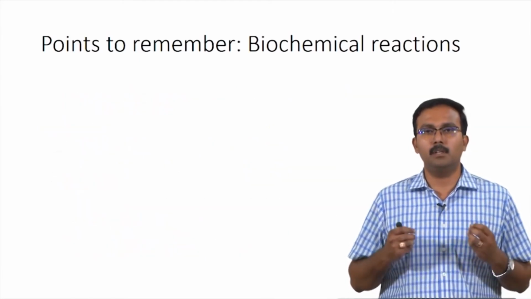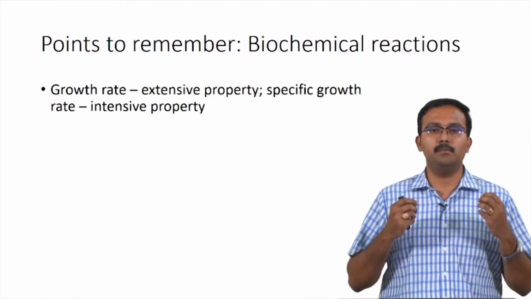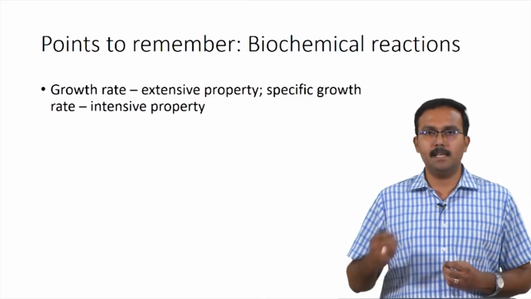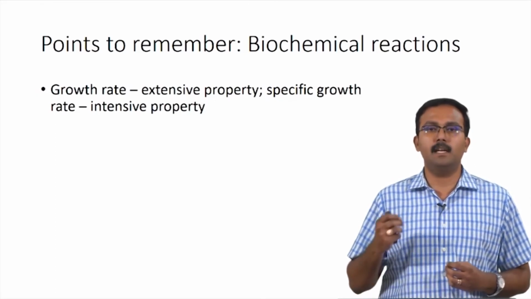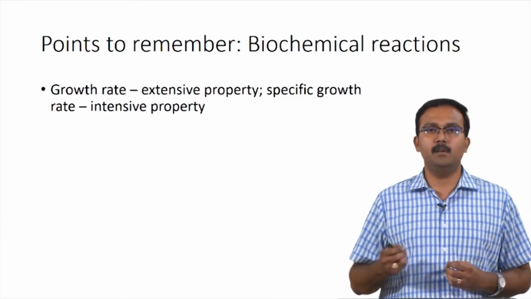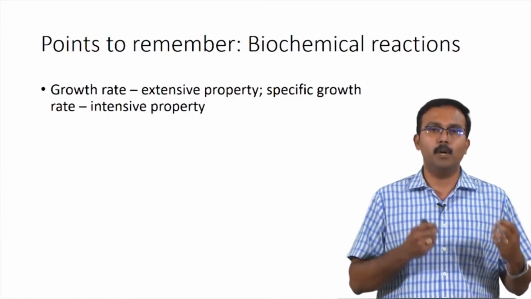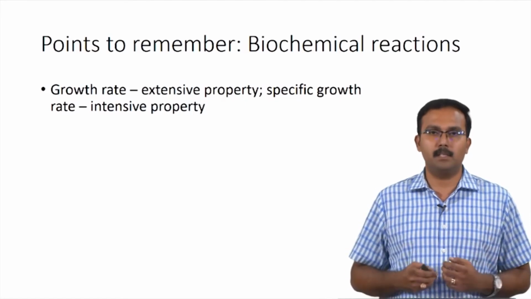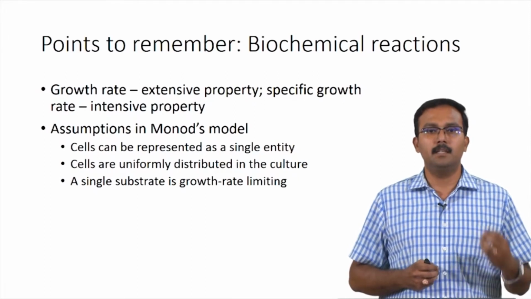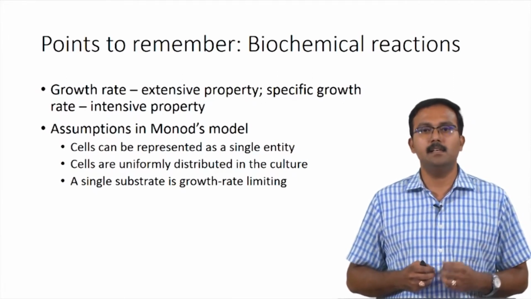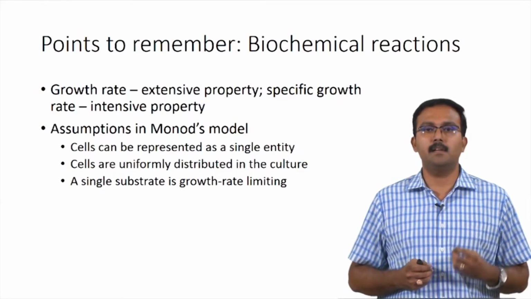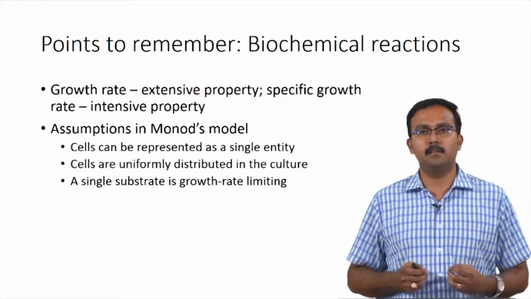Other points about the biochemical reaction would involve what growth rate and specific growth rate are. Growth rate is an extensive property and specific growth rate is an intensive property which is obtained from growth rate by dividing growth rate with either the biomass concentration or the biomass number. Assumptions which are used in Monod's model are: cells can be represented as a single entity, cells are uniformly distributed in the culture, and cell substrate is growth rate limited process.